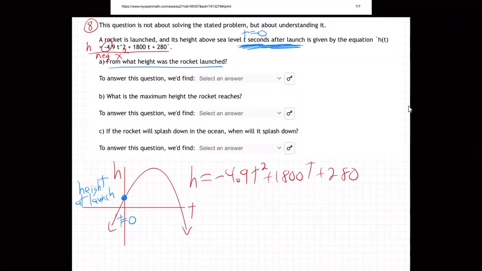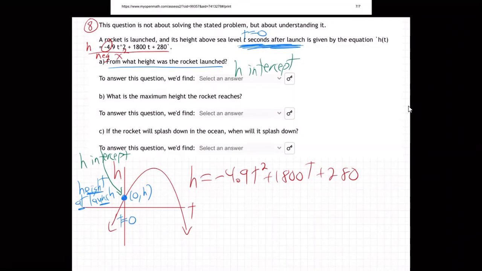So this point right here is over 0, up some height, h, right? And that's the height. That's what they're asking us for. What's the height at the launch? So we would need to find this point. What do you call a point like that? Well, it's an intercept point, right? Whenever you have a point that's on one of the axes, that's an intercept point. That's an h-intercept. So this is an h-intercept point.